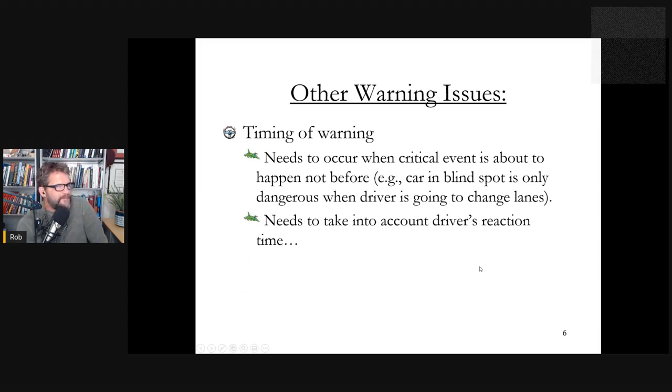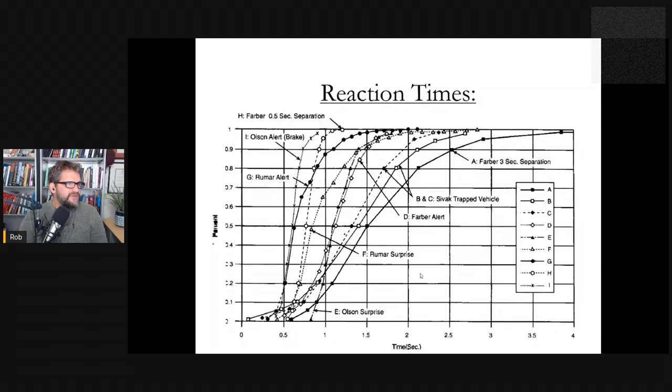Timing is one of the things most studied in warning research, right? Because it's a very complicated problem, right? We can't warn you too late, right? Because we need to take into account drivers' reaction time, right? So here's a bunch of studies looking at drivers' reaction times to signals, right? They're on average probably like 1 second, right?